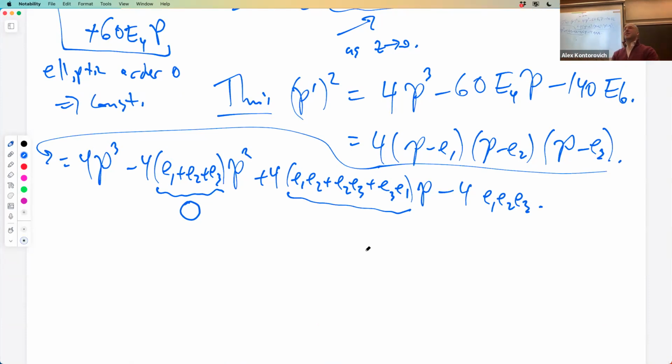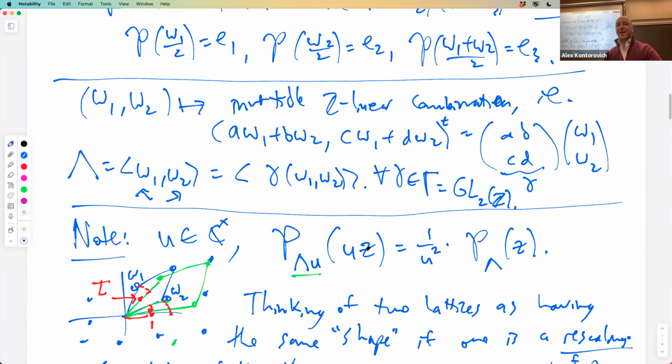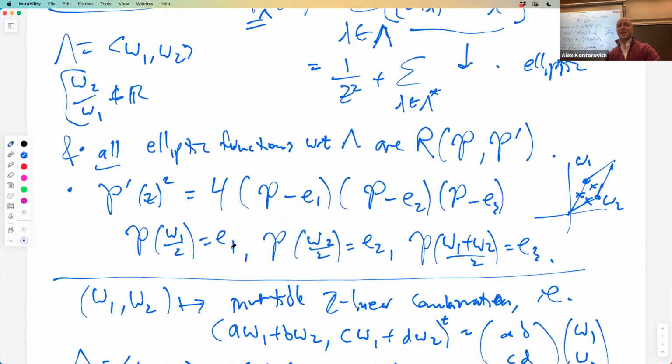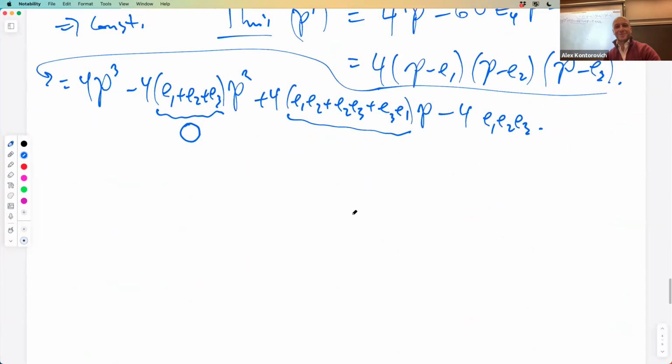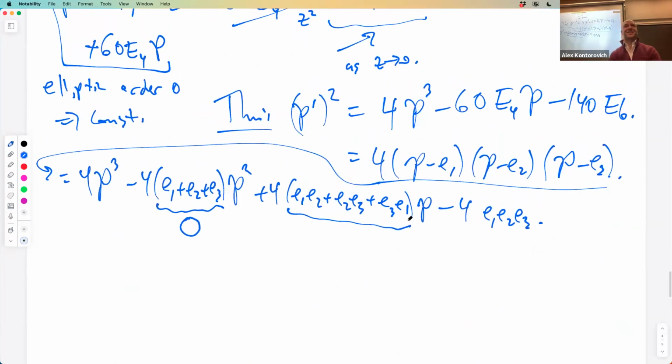Well, where we're evaluating them is all in the first quadrant. E1 is the value of P at W1 over 2. It's not W1 over 2, W2. It's the evaluation of P at those 3 points. These E1, E2, E3 are all distinct, but the 3 sum to 0, actually. What about the pairwise product? Yeah, well, there's a 4, so minus, what is it? Minus 15 E4. And how about the triple product?